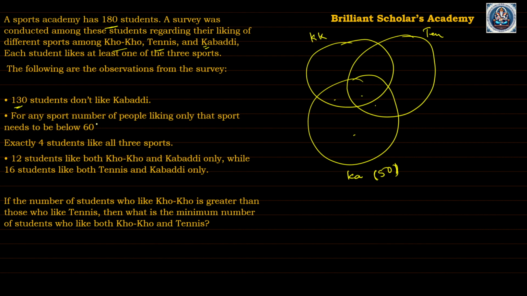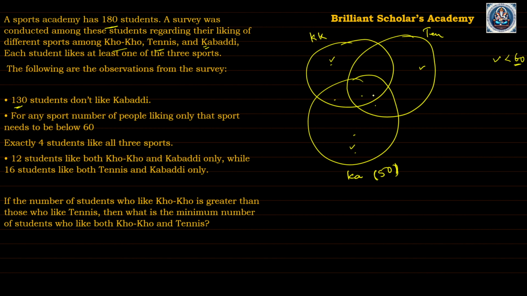For any sport, the number of people liking only that sport, this is the region that belongs to only Kho, only tennis, and only Kabaddi. These regions must be below 60. And a lot of people make this silly mistake. They start set theory by writing A, B, C, D inside. Don't do that. Don't assume 7 variables, 8 variables unnecessarily. I've simply put a tick here, a tick here, a tick here. The tick needs to be below 60. Forget about ABCD right now.